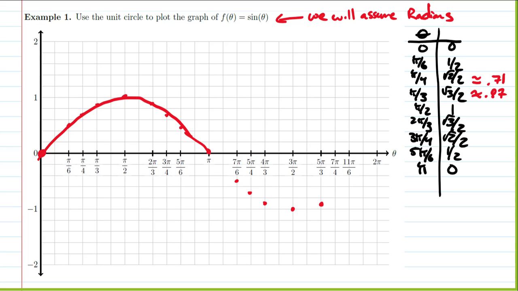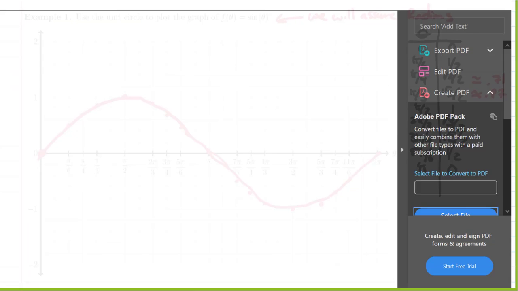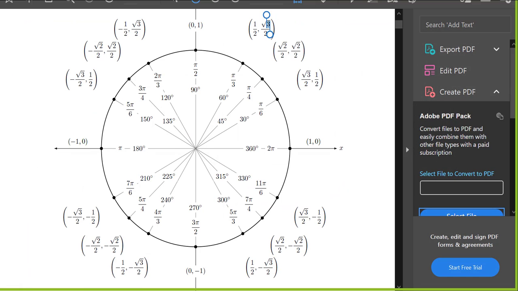Let me do the same thing again, and we get our wave coming back around. So, a couple of things we want to note. We've now graphed our sine function from 0 to 2 pi. So what's going to happen at this point? Well, we went all the way around the unit circle and we're back here.